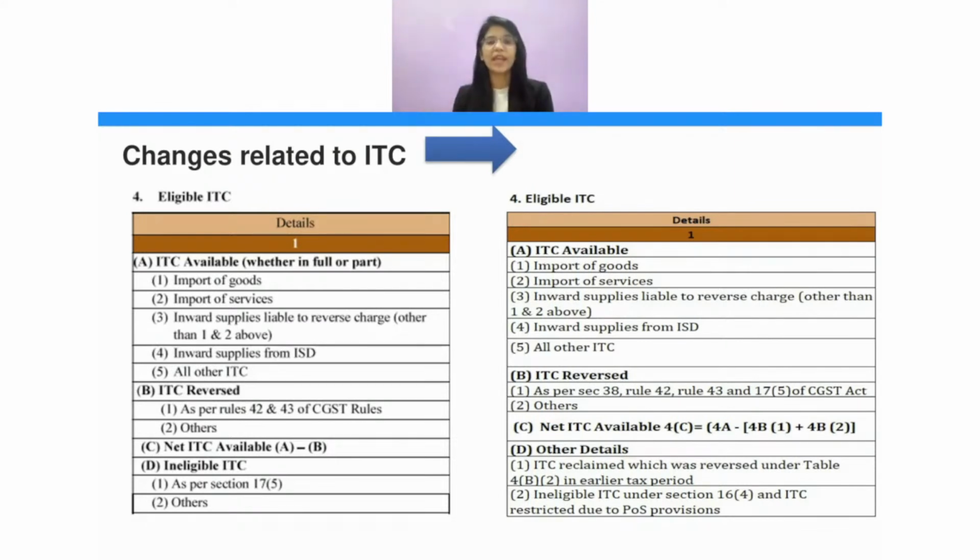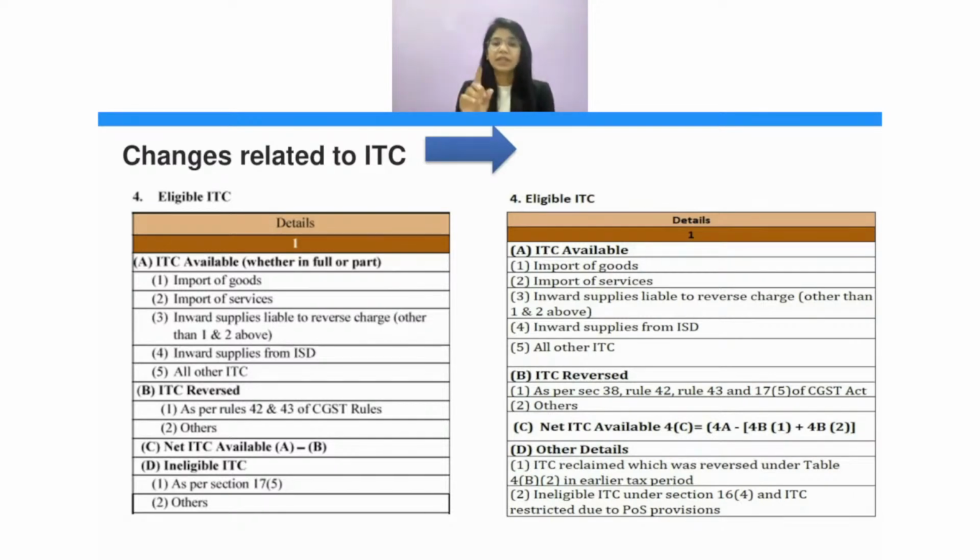So now when I'm filing my GSTR-3B for the month of October 2022, can I claim that ITC pertaining to my FY 21-22 appearing in 2B? The answer is yes, I can always do that. I can always claim that ITC. And if I claim that ITC, where exactly am I going to show it? I will be showing that particular ITC under 4A5.